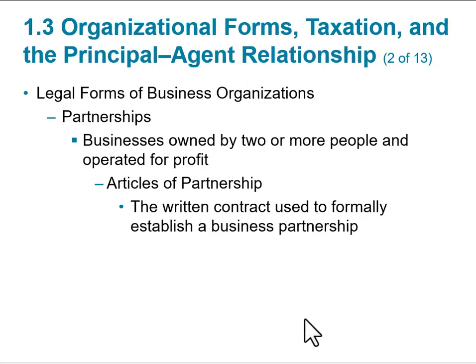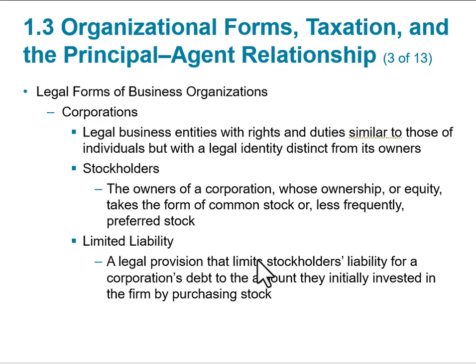For a partnership, again, there's just more than two people. Typically, there should be a contract that's written that formally establishes the partnership and the rules. And corporations are legal business entities. Essentially, they have all the rights that individuals have, except they don't have the right to vote. Now, with a corporation, the owners are referred to as stockholders. Of course, we know that. But a corporation also has limited liability.